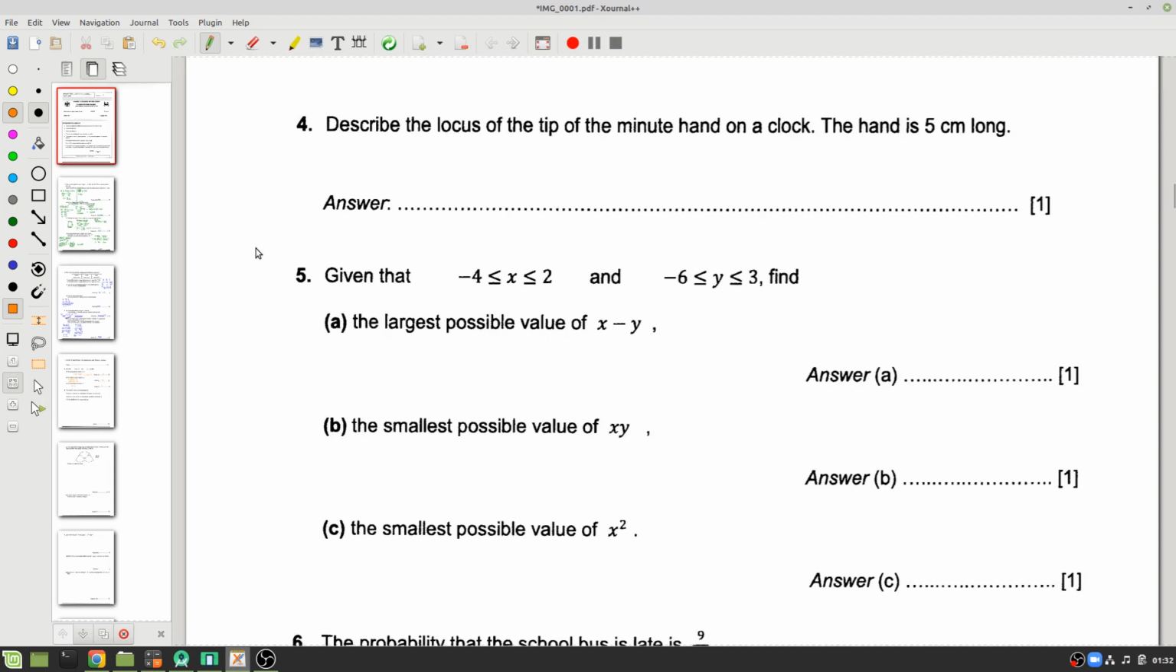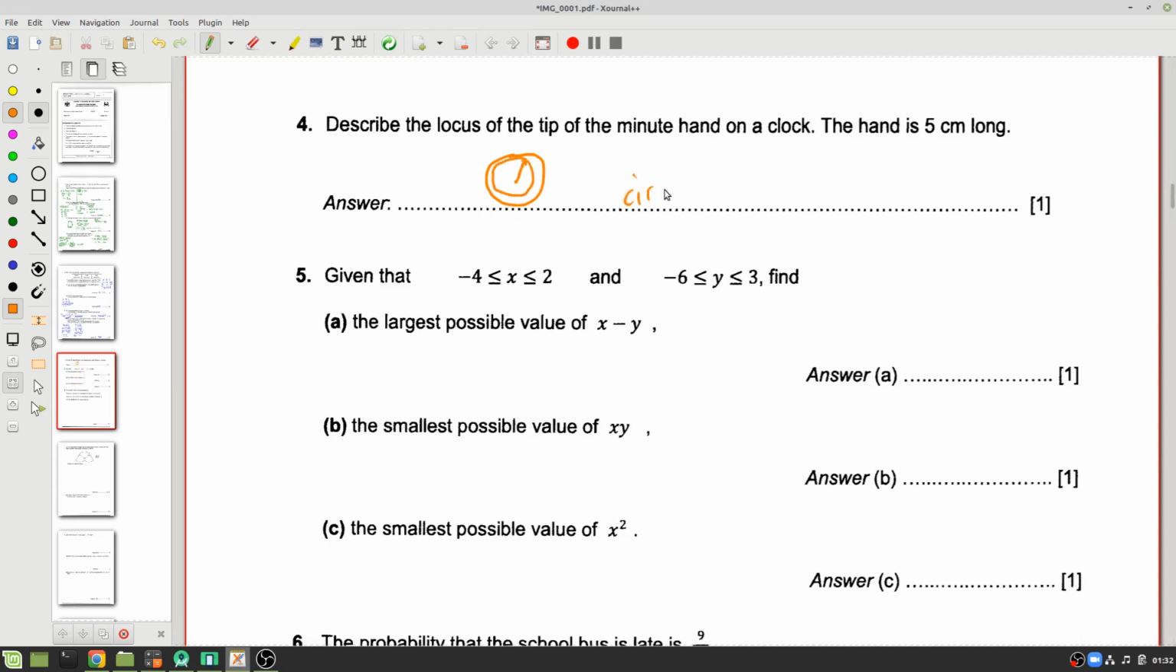Describe the locus of the tip of a minute hand on a clock, where the hand is 5 centimeters long. For 1 mark you could probably just say a circle as it moves, but let's see what we mean here. So the minute hand is something like that, and the tip of the minute hand, as the clock goes, how does that move? It moves in a circle like this, right? So it makes a circle as it moves.